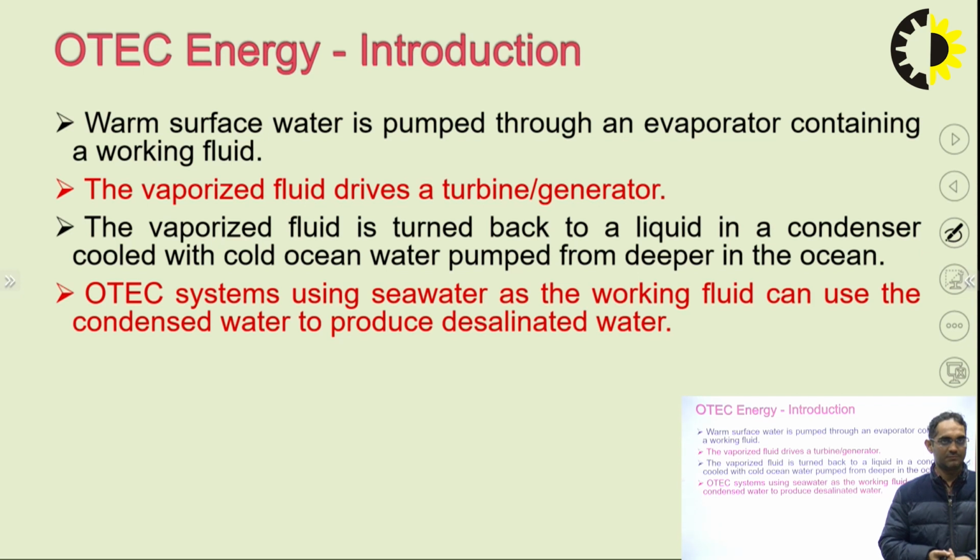Warm surface water is pumped through an evaporator containing a working fluid, and the vaporized fluid drives a turbine generator. The vaporized fluid is turned back to a liquid in a condenser cooled with the cold ocean water pumped from deeper in the ocean. Then OTEC systems can use seawater as the working fluid and can use the condensed water to produce desalinated water.